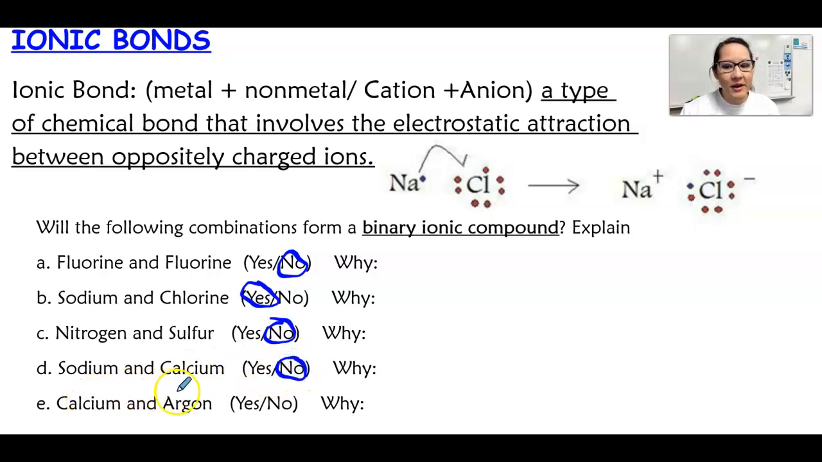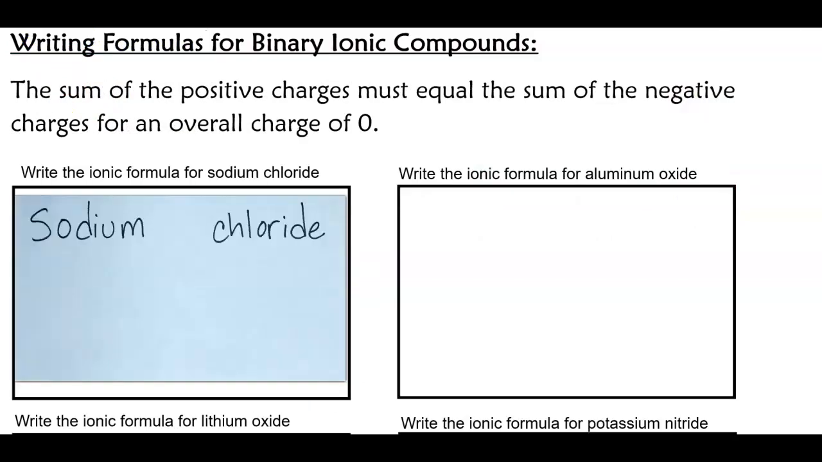And then calcium and argon, that's tricky because that is a metal and a nonmetal, but because argon is a noble gas, noble gases do not react, so no, this will not form a binary ionic compound. Writing formulas for binary ionic compounds: the sum of the positive charges must equal the sum of the negative charges for an overall charge of 0.